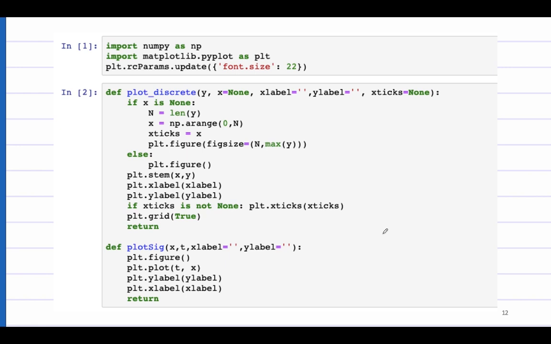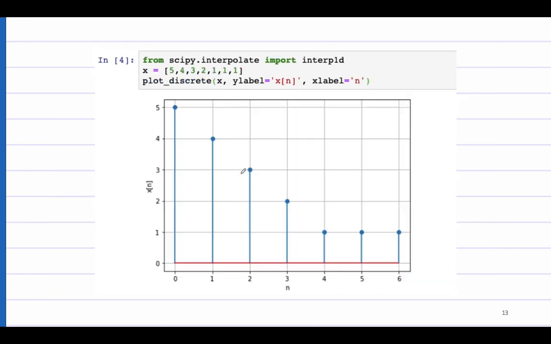So this is the Python program which I used to plot these things. It's simply the NumPy and matplotlib libraries that have been used. I plot the discrete signal with these plotting functions. So let's come back to our question, 5 4 3 2 1 1 1, and if I plot it, it will look something like this. See, at 0 it is 5, then 4, then 3 2 1 1 1.